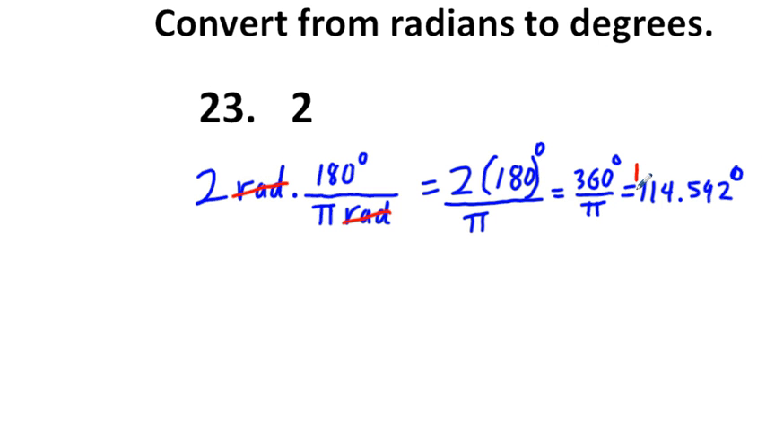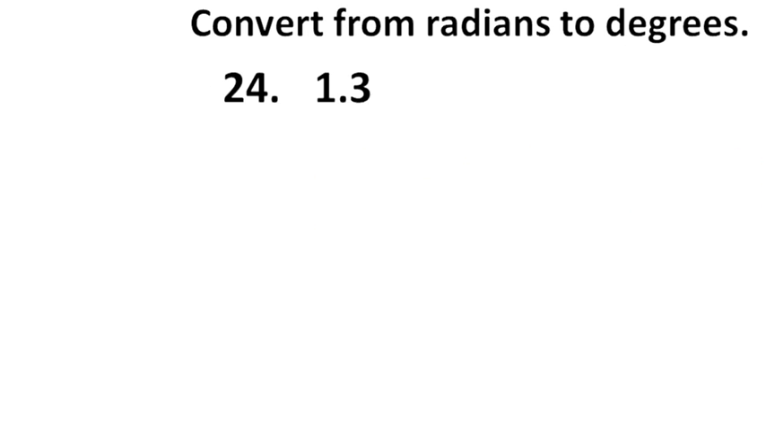So these have been our odd number problems in the set. I'll go ahead and flash ahead to problem 24. It's going to be converting 1.3 radians to degrees.